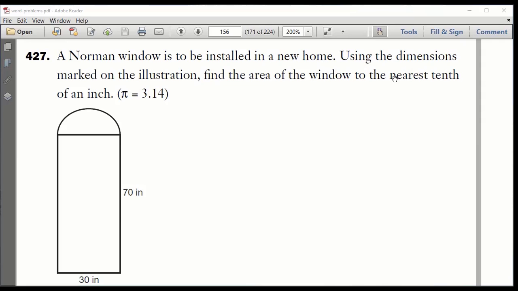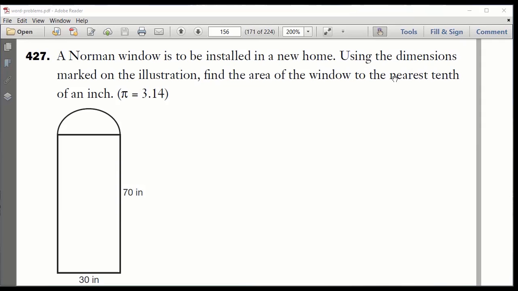How will you find the area of the whole Norman window? Think about it. First, I'll tell you a hint. The window is made of two different types of shapes. Yes, sir, that's what I was about to say. We can find the area of the rectangle separately and the area of the other shape. Correct. So how will you find the area of the rectangle? Just tell me the numbers. 30 into 70 will give the area of the rectangle.